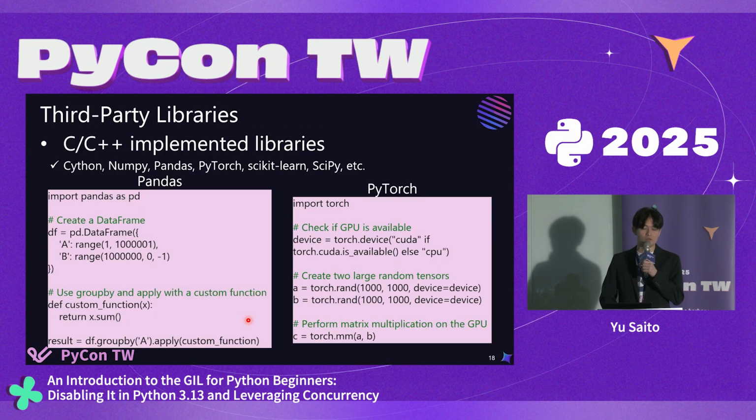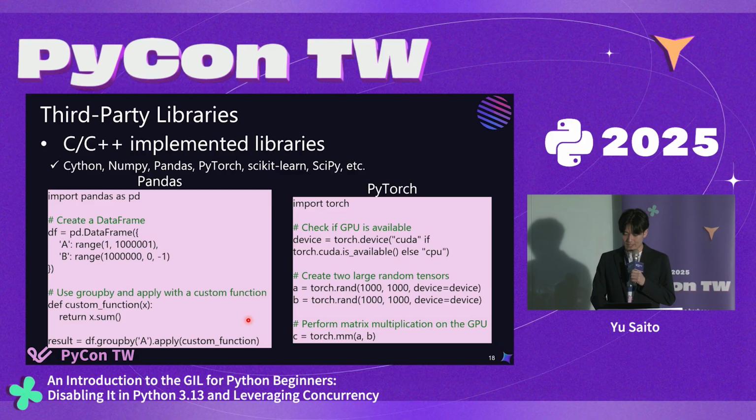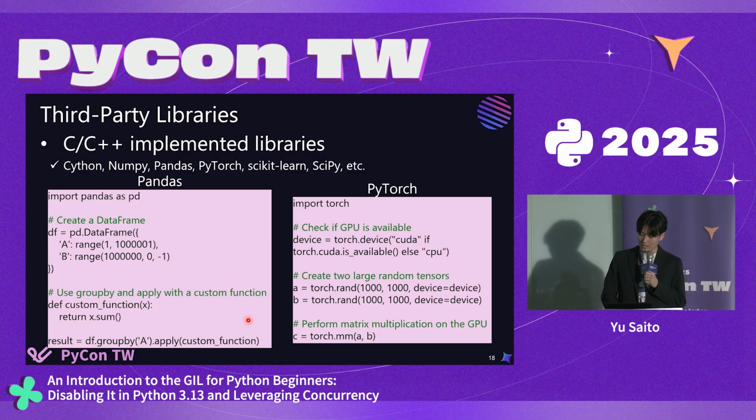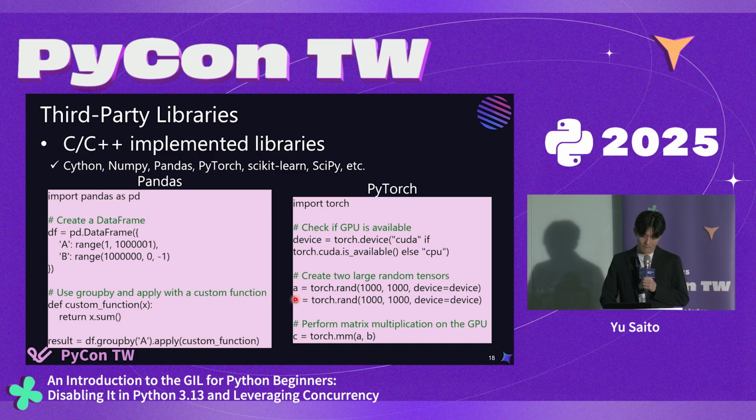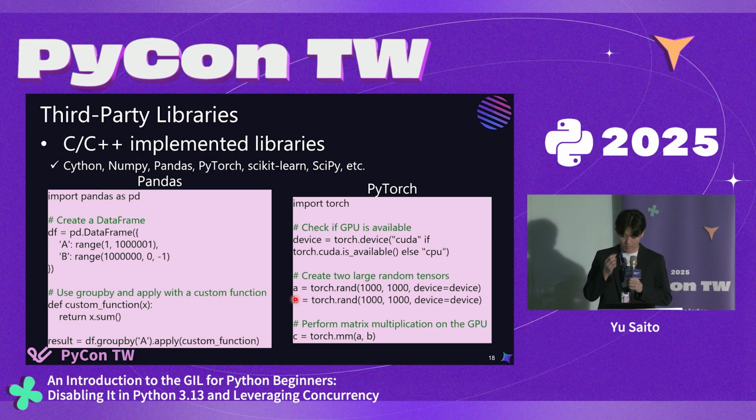The third approach to overcome GIL constraints is to utilize third-party libraries implemented in C and C++. Since the GIL does not exist in C and C++, these libraries can be used without being affected by the GIL. For example, NumPy, Pandas, PyTorch, scikit-learn, and SciPy are examples of these libraries.